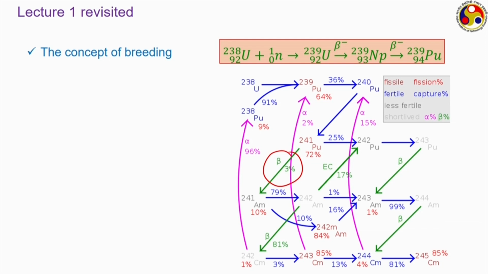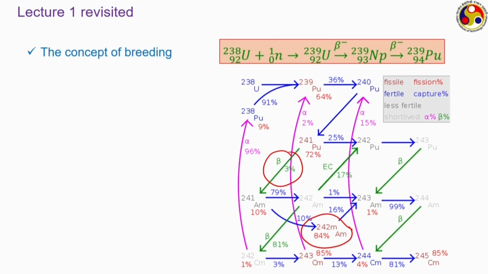But there are possibilities that this Am-241 can go through another neutron capture reaction, producing Am-242m, which is a highly fissile isotope, and it has an 84% probability of participating in a fission reaction. This way we can see almost a chain kind of reaction.